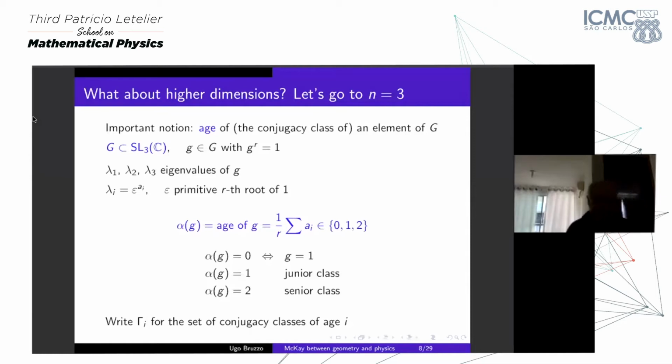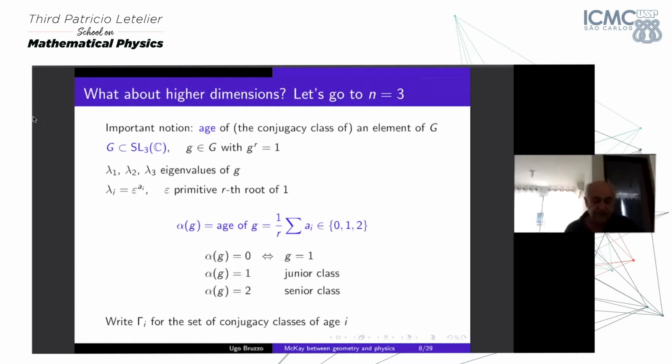To be precise, of conjugacy classes of elements of the group. In the abelian case, of course, an element is the same thing as its conjugacy class. In the non-abelian case, this is not true. So the right association is the fact that the age is a property of a conjugacy class. So if we have an element in the group, since the group has finite order, there is an integer r such that g^r is equal to 1.